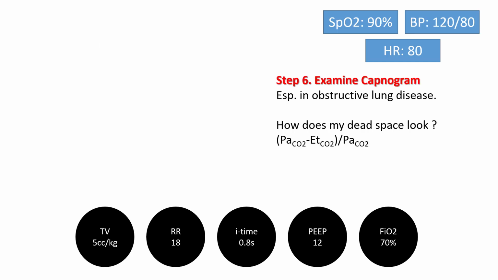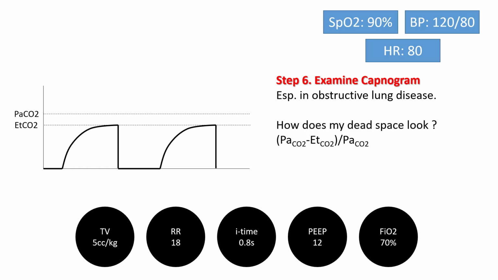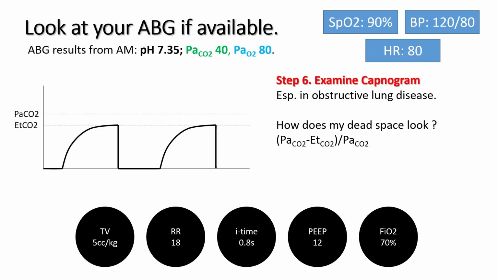Lastly, I examine the capnogram, especially in obstructive diseases, because it gives me a very good idea about the dead space component of the circuit. For this, you would need an ABG to give you the PaCO2. If the morning ABG is available, for example in this case PaCO2 is 40 and end tidal might be lower than this, I can calculate the dead space and I can trend it out for the past few days to see if my dead space component is looking better.